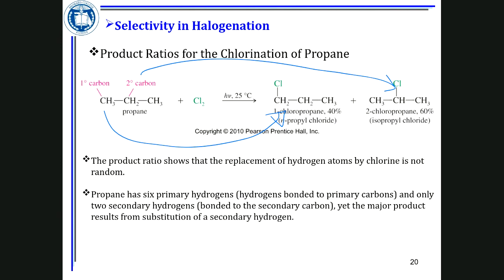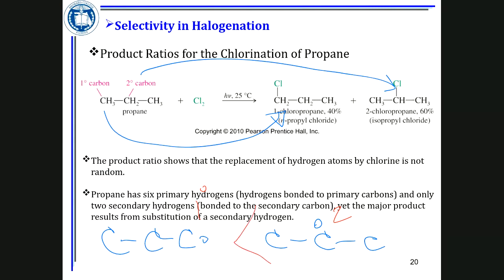The major product comes from the more stable intermediate, which is the secondary free radical. If I have a primary free radical, the carbon that has the single electron is a primary carbon. So this is a primary free radical. If the carbon with the single electron is secondary, this is a secondary free radical. A secondary free radical is more stable than a primary free radical.